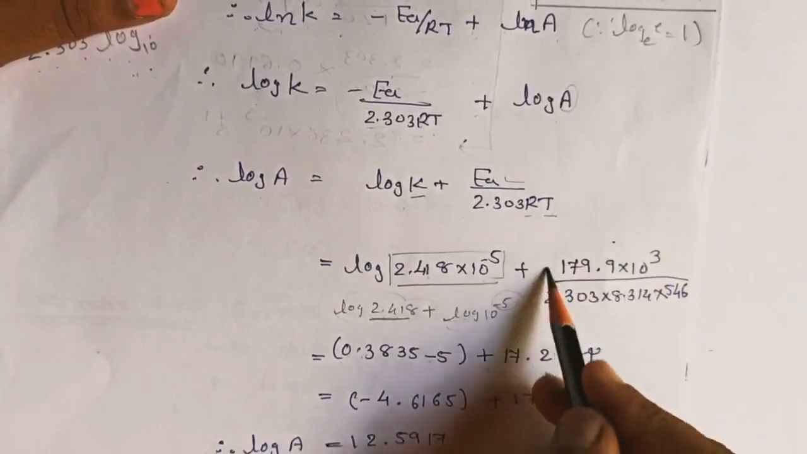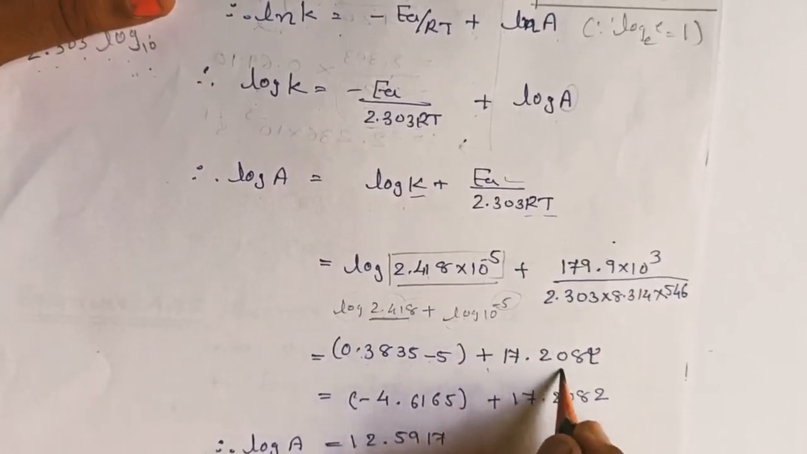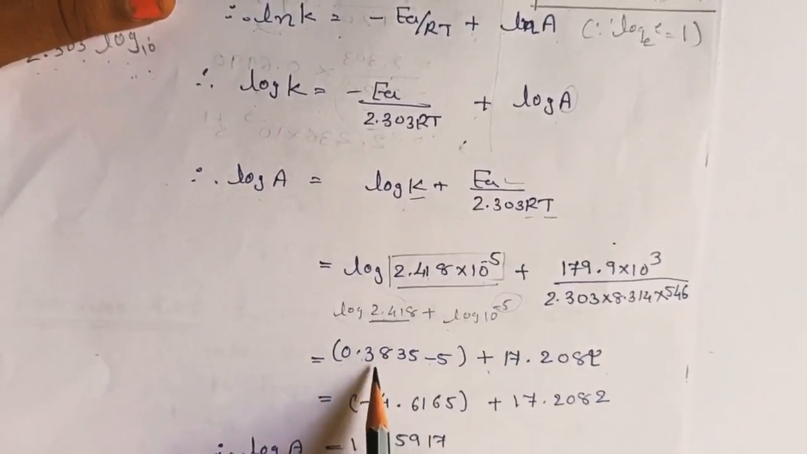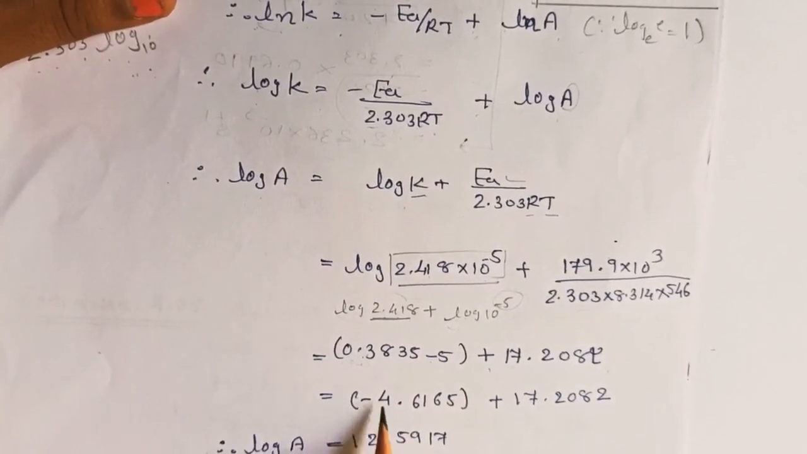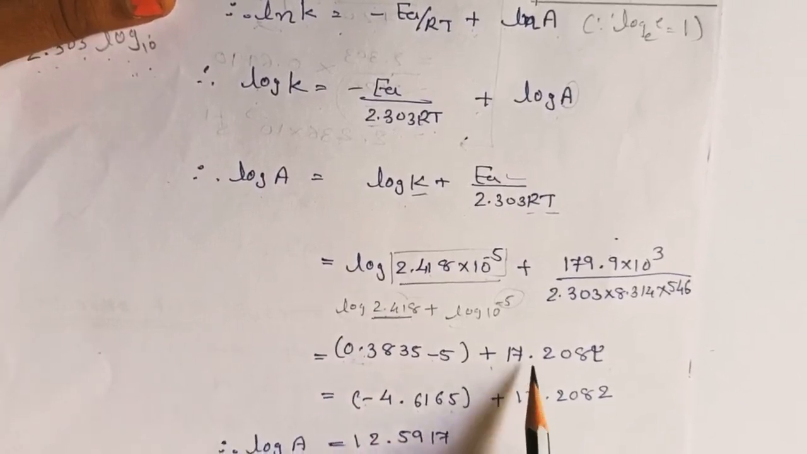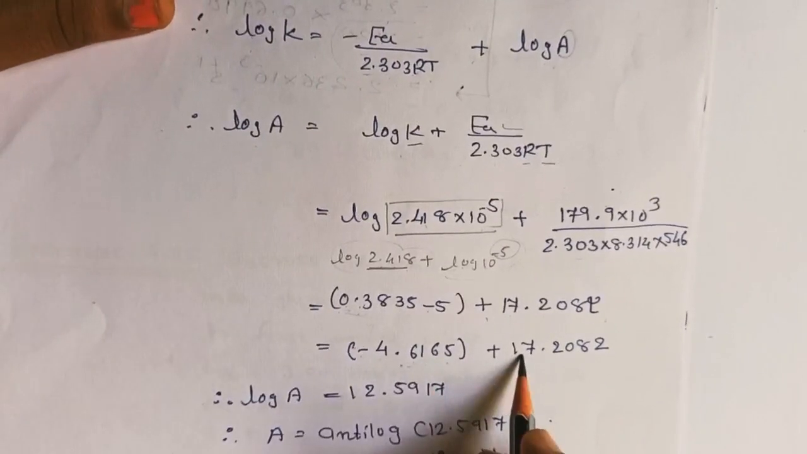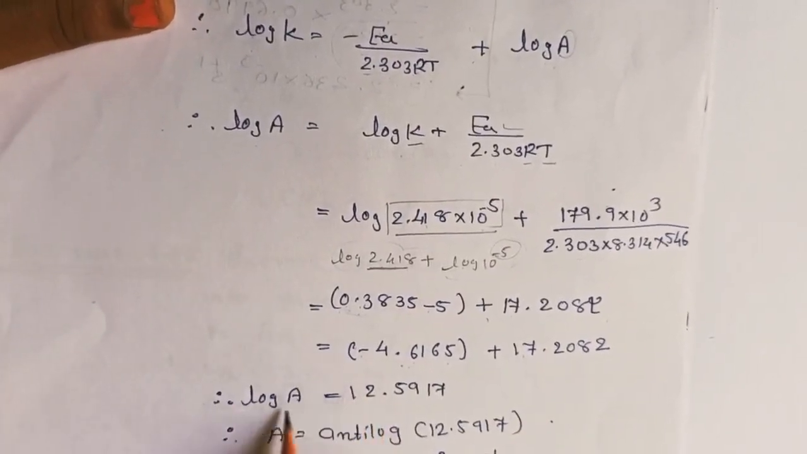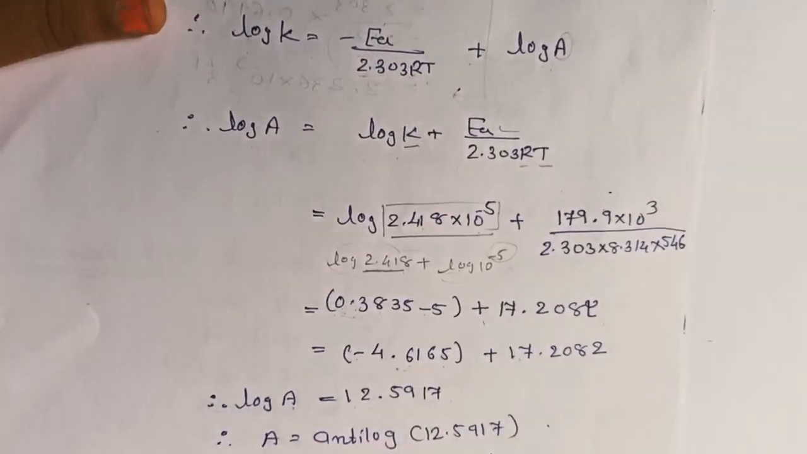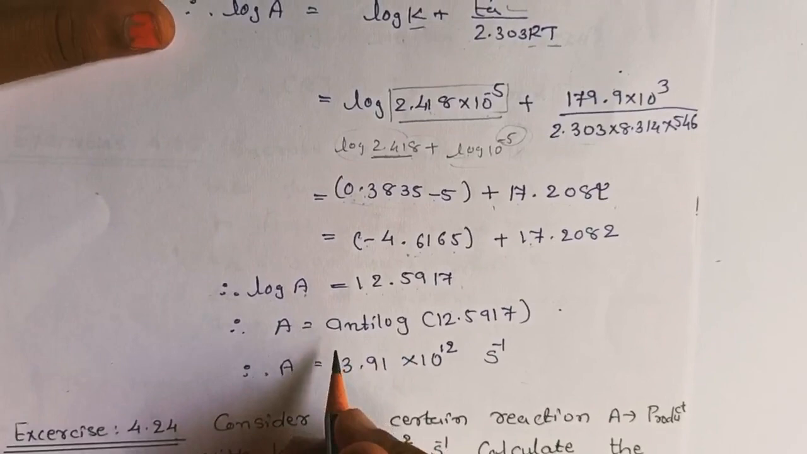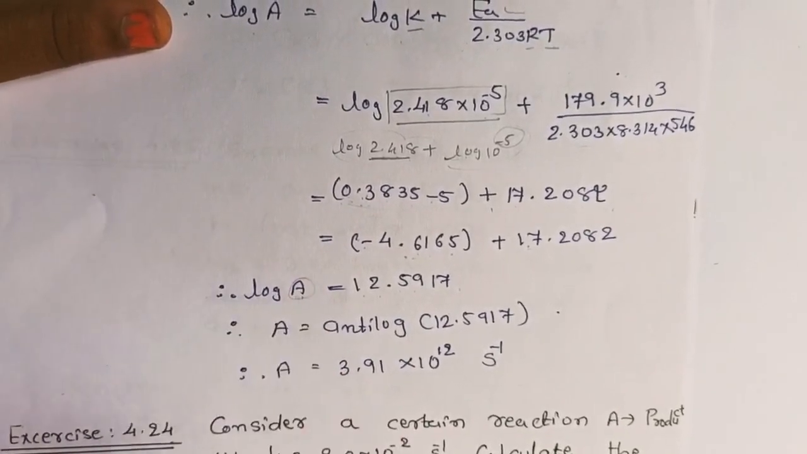Plus, if you simplify the whole term, then you will get 17.2082, right? Now the addition: if you subtract this term, you will get minus 4.6165, and the above term stays as it is. If you simplify those two, you will get log A is equal to 12.5917, right? Now we have to take the anti-log, because we want only A.